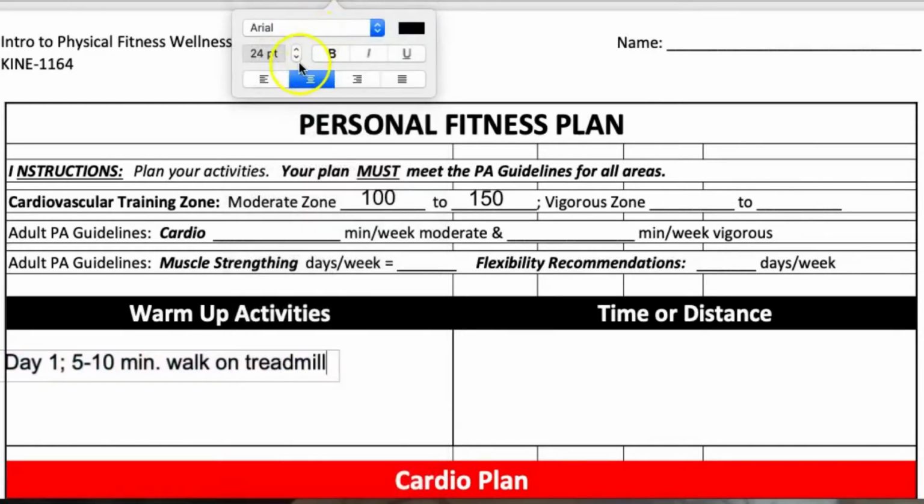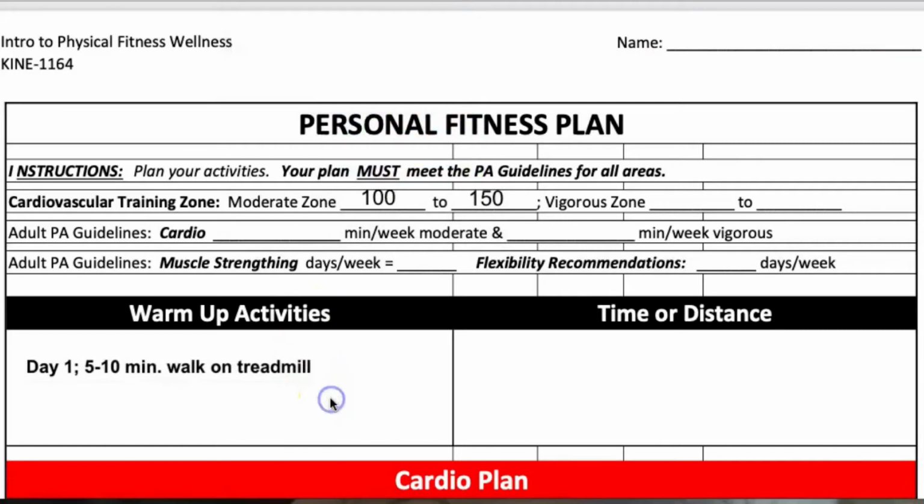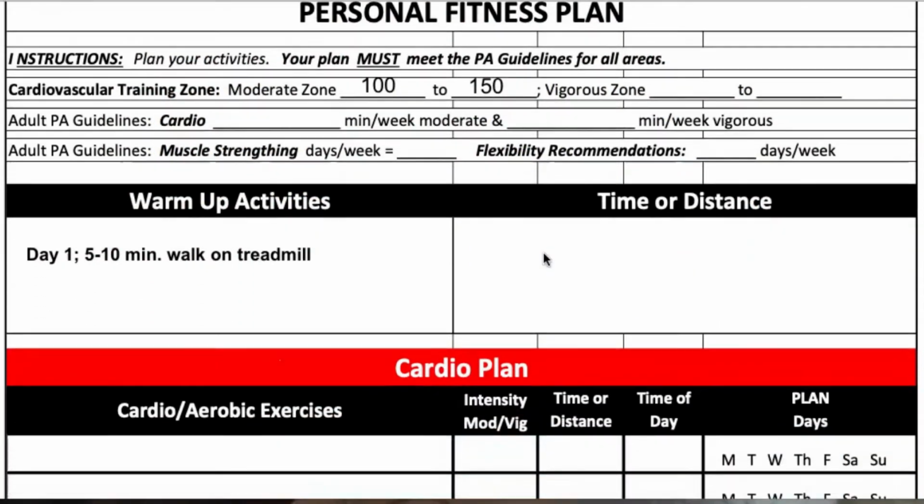Okay. Now, if I wanted to change the font, you come here. You can change how big, you can bold, you can italicize, all of that you would be able to do on a Word document. You can do that here. You can change the color. You just have to click here in order to do all of that. Okay. So warm-up activities, time or distance, your training zones, the PA guidelines, that's what you're doing here.